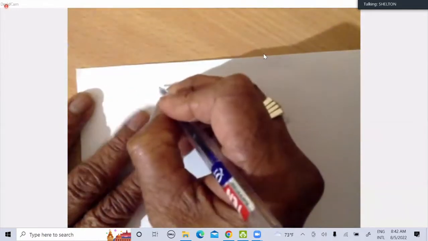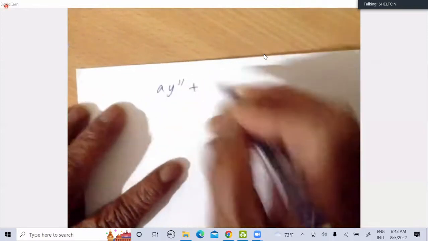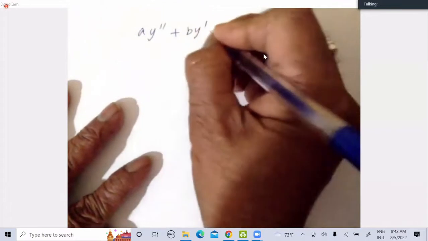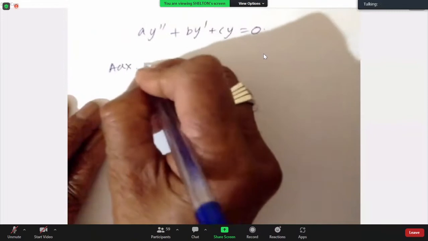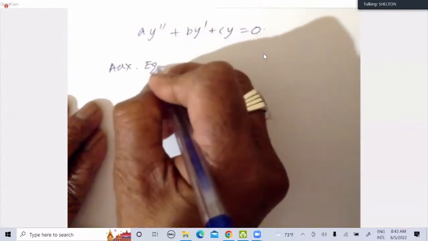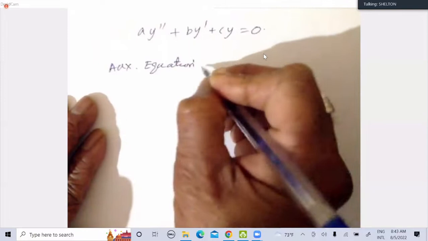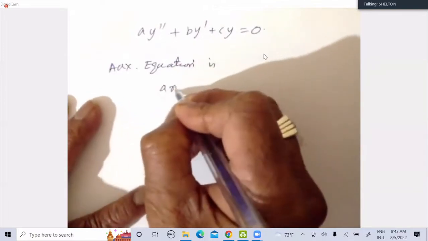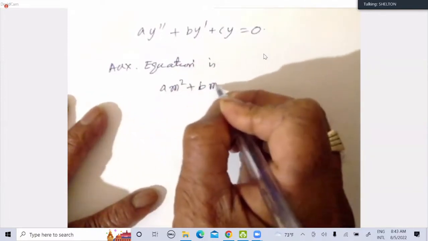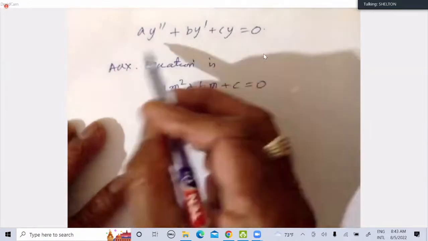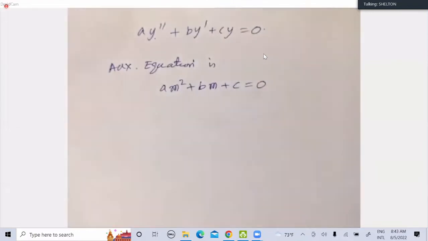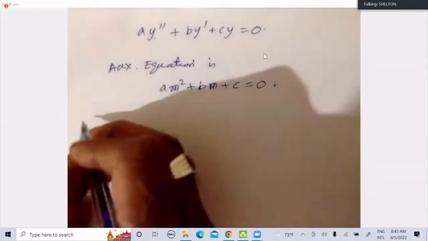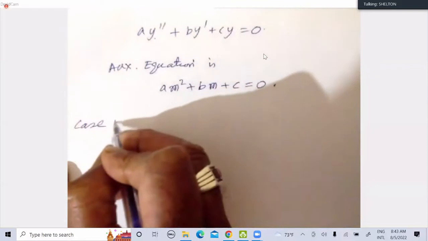To go to case 2, again let us write y double dash plus by dash plus cy equal to 0. The auxiliary equation is am squared plus bm plus c equal to 0. All understand that, no? Here y double dash is replaced by m squared, y dash by m, and y by 1. So we get the auxiliary equation. Now we go to case 2.